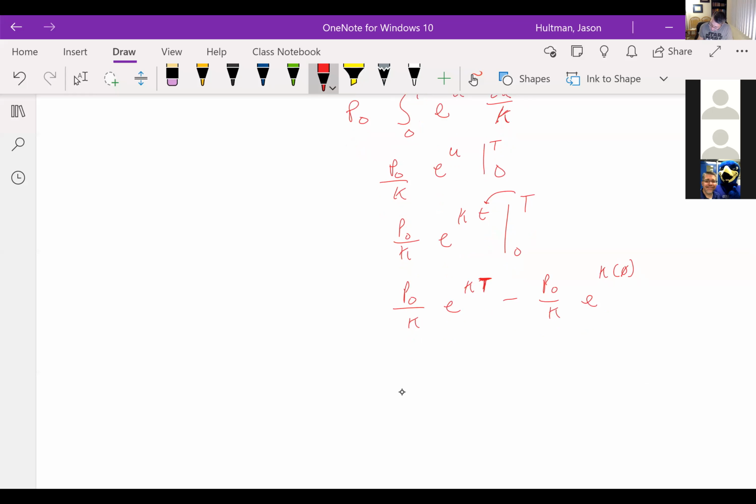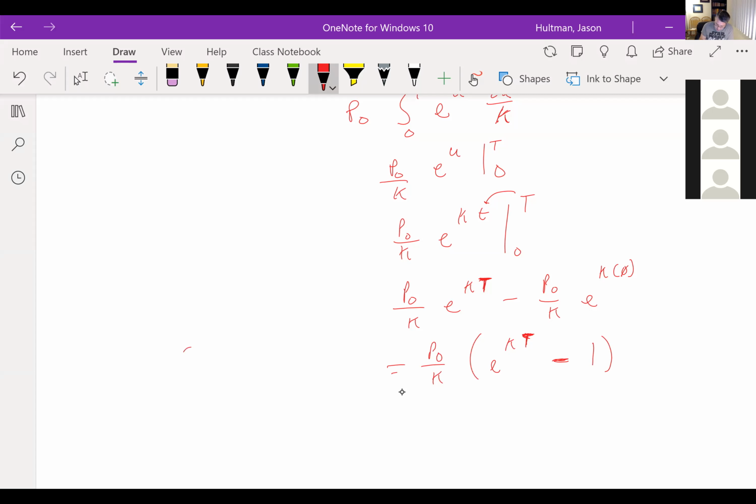Okay, so let's see how we can clean this up. Let's factor out a P naught over k. I'm going to get e to the kT minus e to the k times 0. Well, k times 0 is 0, right? So this is e to the 0. But what is anything to the 0 power? Well, it's 1, right? So this really just becomes 1. And so that is my integral.